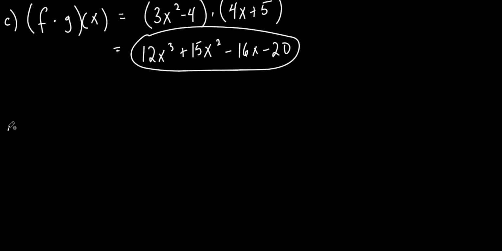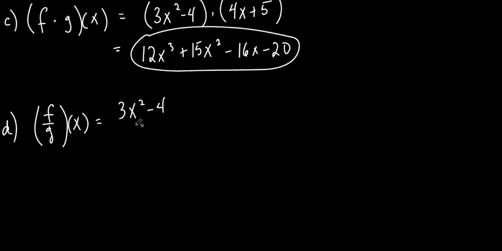And let's do division. So they're going to say find f over g of x. Which means what? f of x divided by g of x. So what is f of x? It's 3x squared minus 4 over g of x, which is 4x plus 5. And can you simplify that? Can you actually divide that? Not really. All right, you just basically keep it like that.